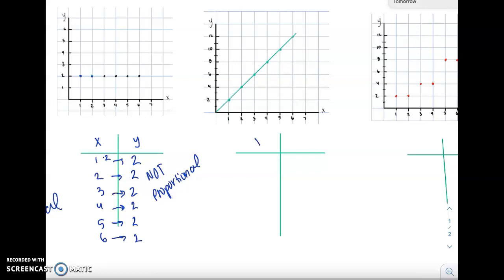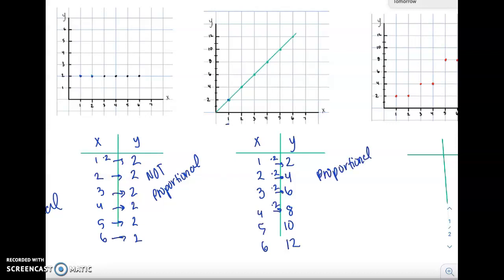Then we look at the third one. We have the x and y. I can see this is a diagonal line. Like the first one, it's just a little steeper. So let's look. When my x is 1, my y is 2, then I have 2 and 4, 3 and 6, 4 and 8, 5 and 10, and then 6 and 12. Now I can see here that all of these are times 2. So this is proportional, with the COP being 2.